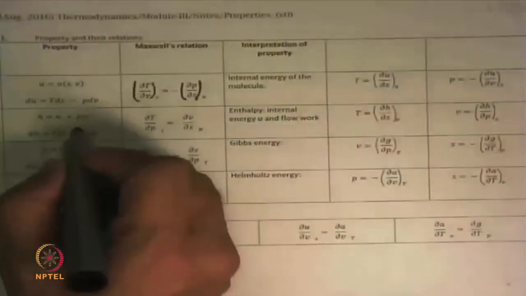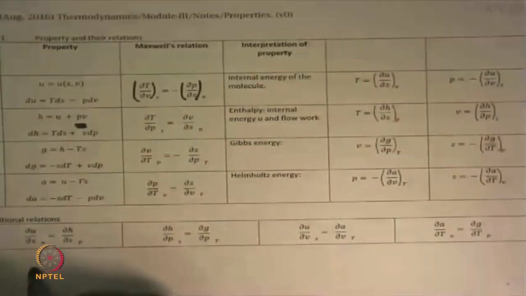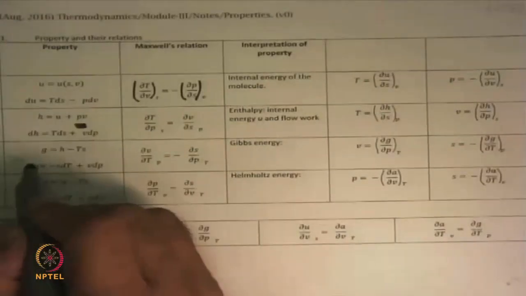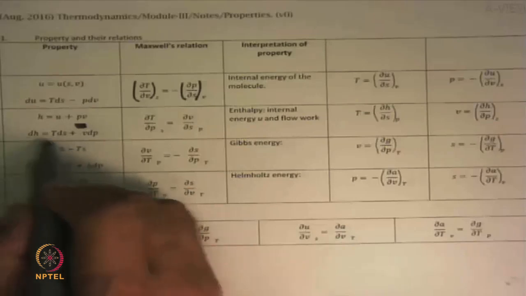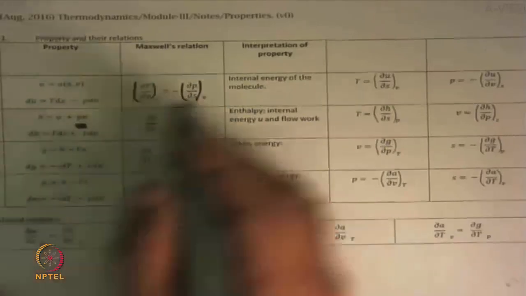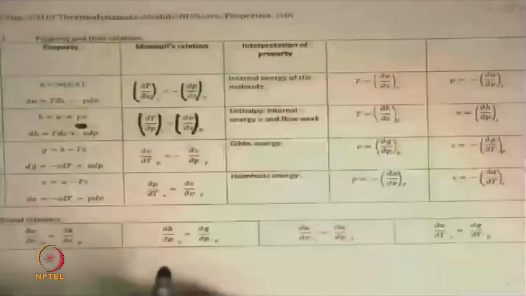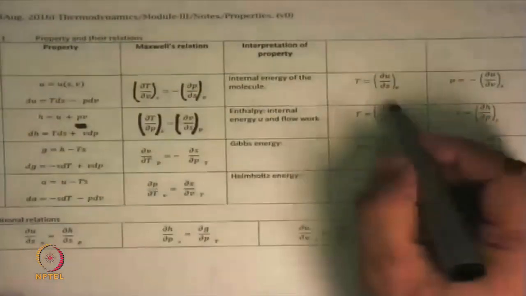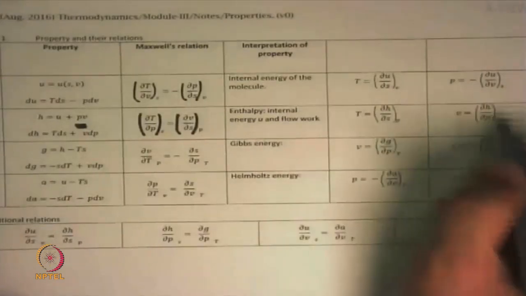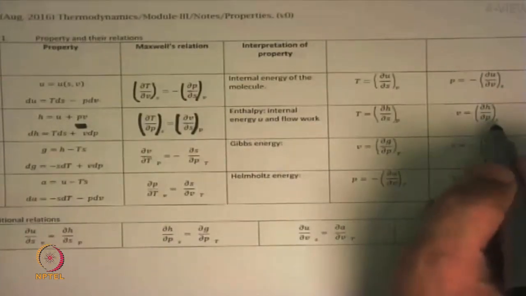To that we added PV, which we called the flow work, as H equal to U plus PV, and we got this equation dH equal to TdS plus VdP, and that gave us the expression that (dT/dP) at constant S is equal to (dV/dS) at constant P. Our temperature is (dH/dS) at constant P and V is (dH/dP) at constant entropy.